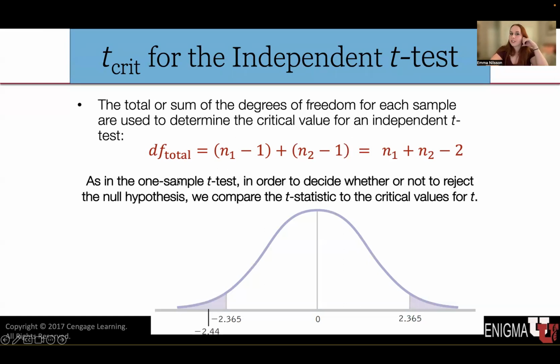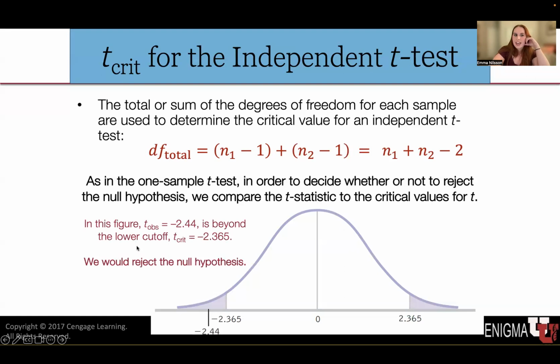And as before, just like in our one sample t-test, in order to decide whether or not we want to reject the null hypothesis, we're going to compare our t-statistic to our critical values. And if our observed t-statistic is inside the critical zone, either lower than the lower value or higher than the higher critical value, then we are going to reject the null hypothesis because we're saying that the difference between the means that we're seeing is too big to be reasonable.